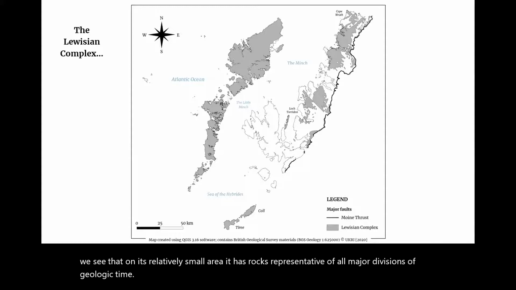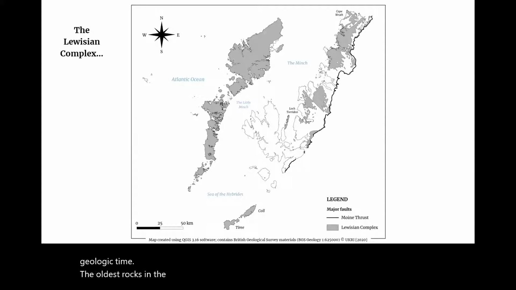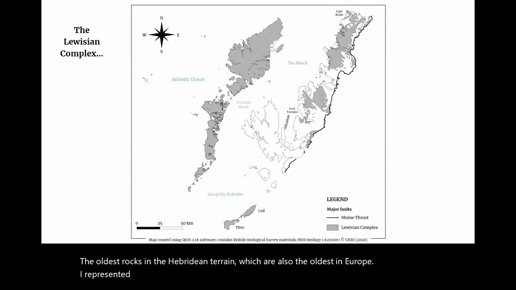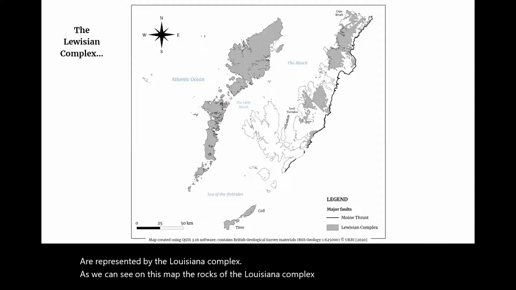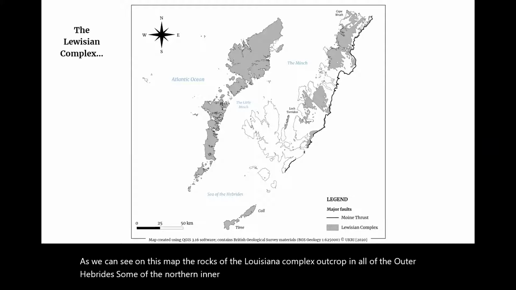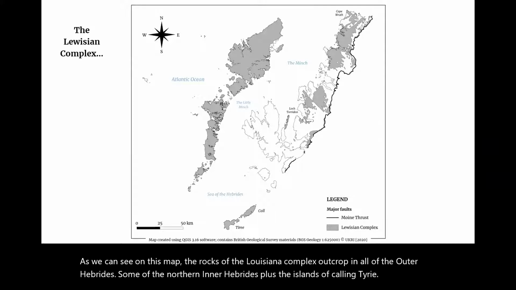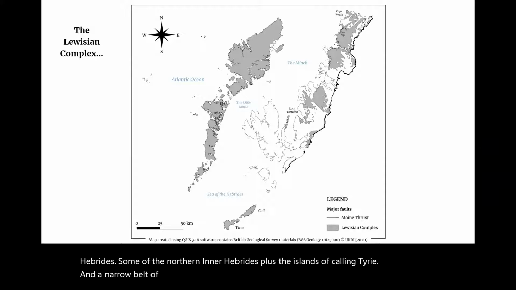The oldest rocks in the Hebridean Terrane, which are also the oldest in Europe, are represented by the Lewisian Complex. As we can see on this map, the rocks of the Lewisian Complex outcrop in all of the Outer Hebrides, some of the northern Inner Hebrides, plus the islands of Coll and Tiree, and a narrow belt of mainland between Cape Wrath in the north and Loch Torridon in the south.